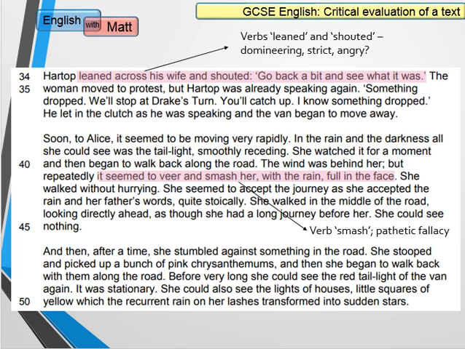There's a bit there that I could have highlighted, I suppose. "She walked without hurrying. She seemed to accept the journey as she accepted the rain, her father's words" on line 43. I haven't highlighted that, but I could perhaps highlight it with the repetition of the word accept. She seemed to just accept this. She seemed to walk without hurrying, as if her spirits are completely flat, maybe. So this might not be the first time that she's had to do as her father says.